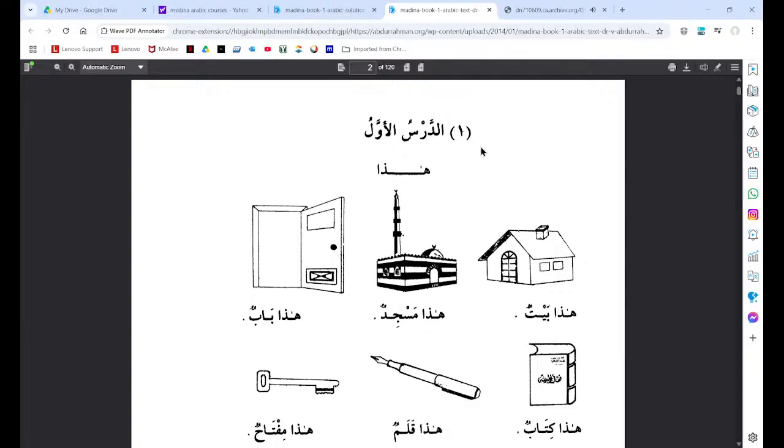So the fi'l al-amr would now be uktub, write. I'm telling you to write. Ikra, read. Idhab, go. And the last category is a harf, كلمة دلت على معنى في غيرها. So it is a word whose meaning can only be defined when it is accompanied by one of the other two parts of speech. The harf alone has no meaning.